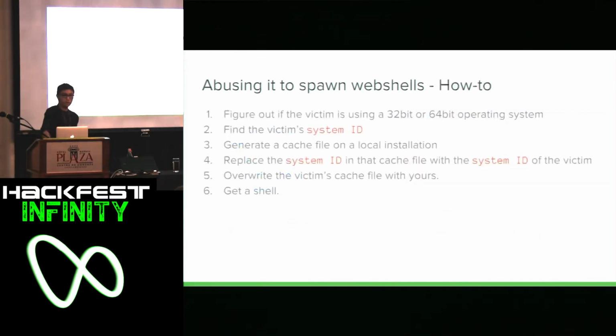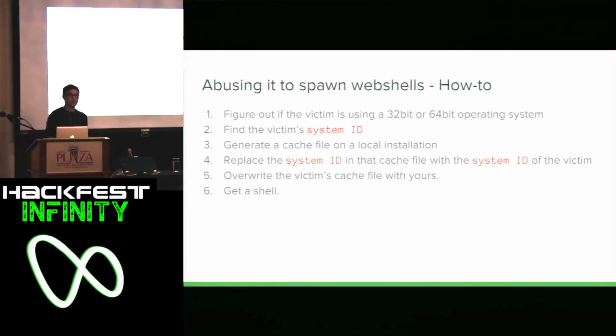So with all this info, we have everything we need to do the exploitation technique. It's basically 5 steps. First off, we have to figure out whether your victim is using a 32-bit or a 64-bit operating system. This is important because the bytecode, the malicious cache file that you're going to generate, will vary based on whether it's a 32-bit or 64-bit system. Next step, we have to figure out the system ID of the victim. If you manage to leak the PHP info page, that's great. If you manage to access the OPcache folder and see the system ID in the file system, that's great too.